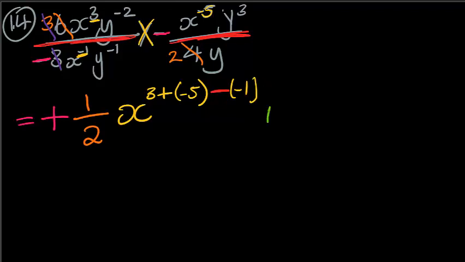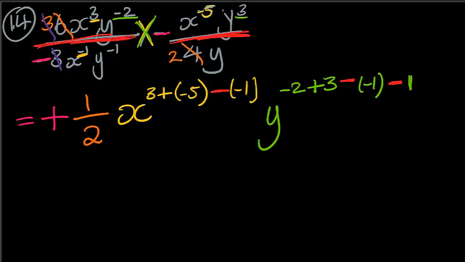Let's do the y's. I've got y minus 2. Because I'm multiplying, I'm going to add 3. And then I subtract because I'm dividing. Minus 1. And then again, minus 1.